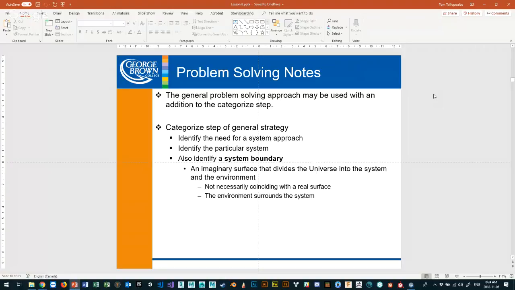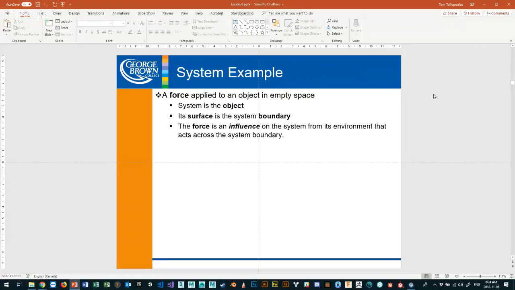So we have this idea of the system, and we'll have part of our system having a system boundary. So things that we want to talk about are in the system, and anything outside the system, mostly we don't care about it, okay? So here's an example of a system. The system is the object. Its surface is a system boundary.